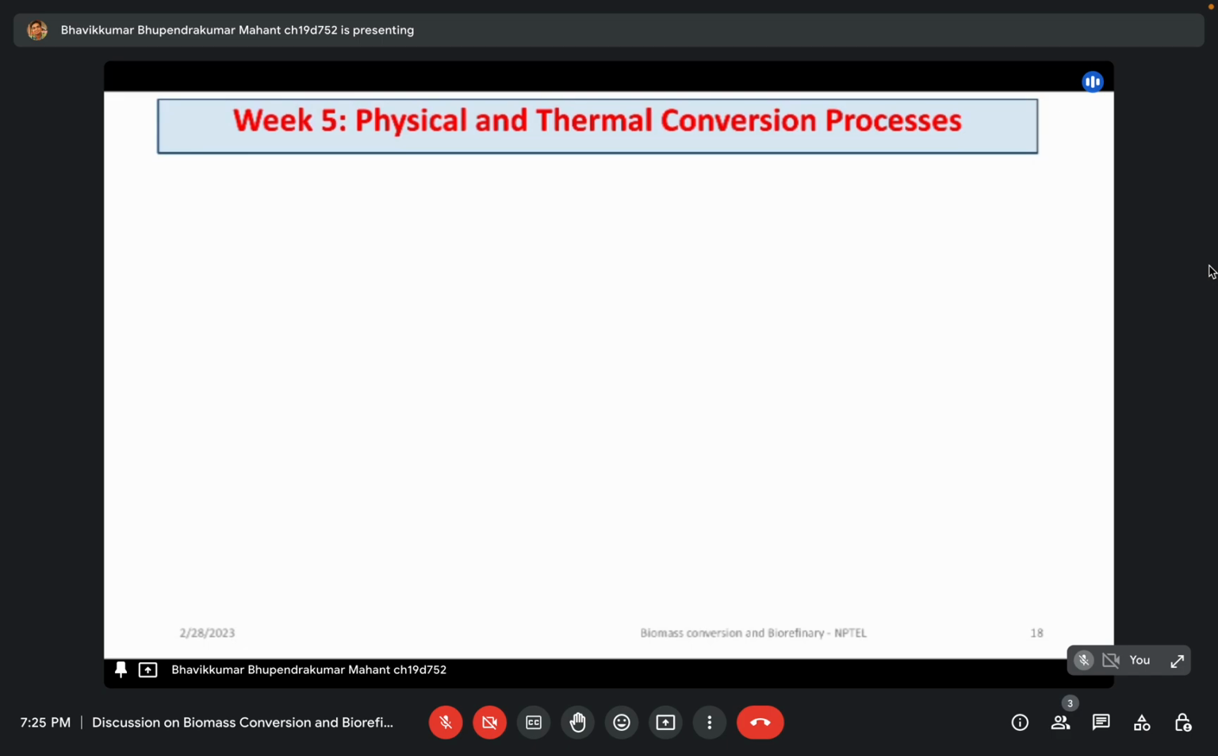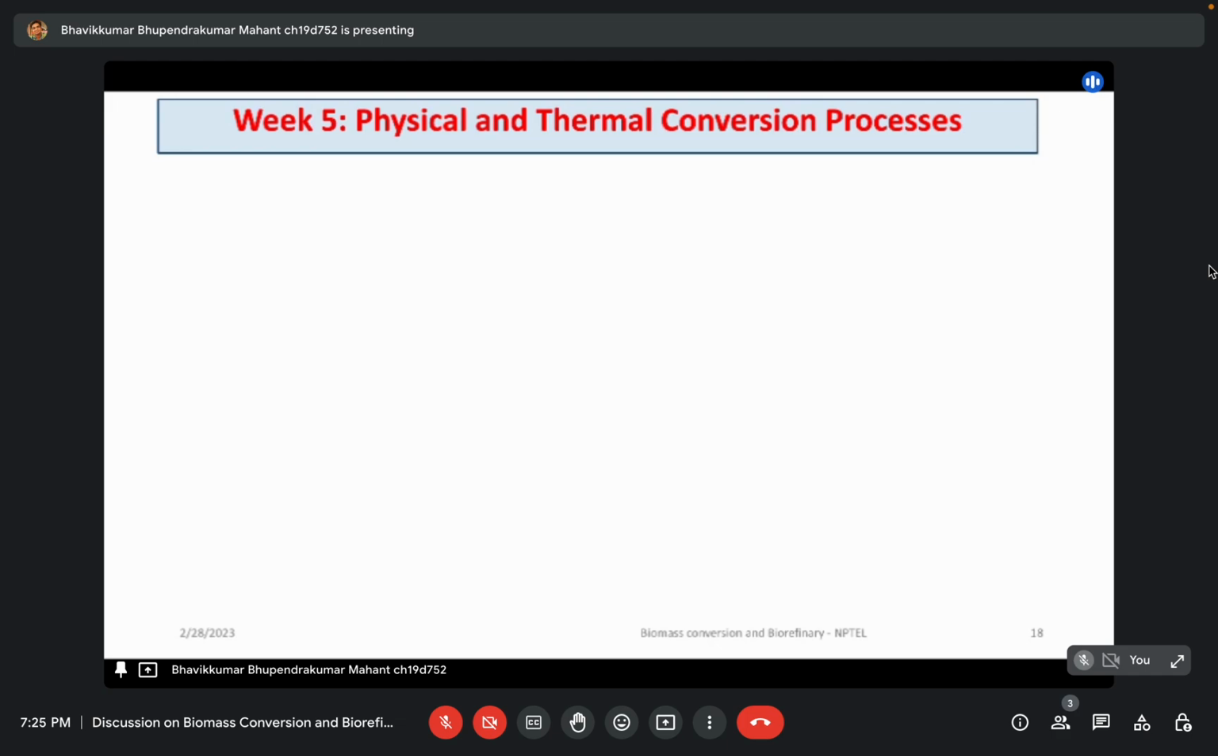So physical covers a lot of things. If you directly do the mechanical processes where you crush the biomass, you reduce the size of the biomass, and it will convert into some products, or it will convert into some intermediate products. So that comes under physical.